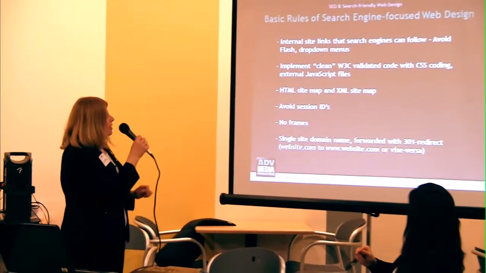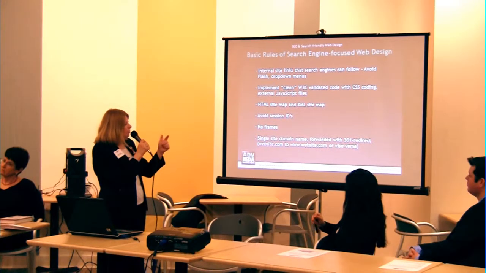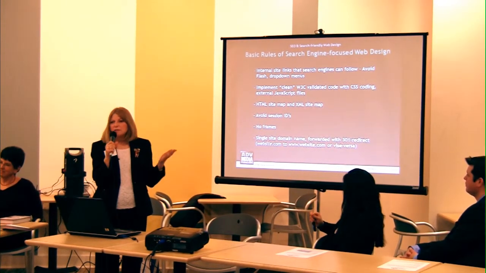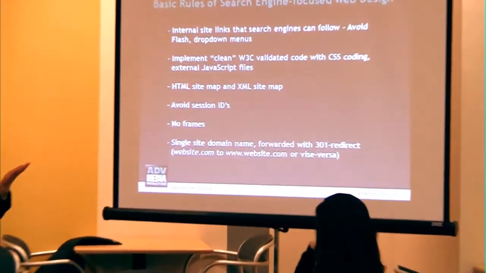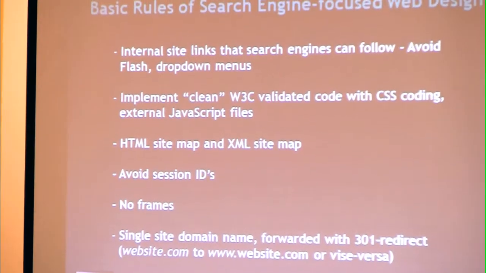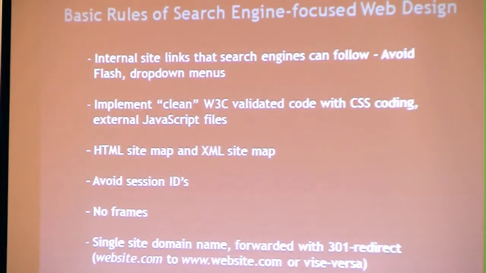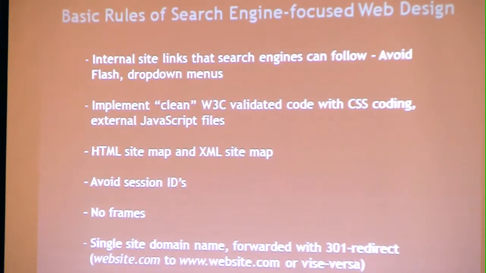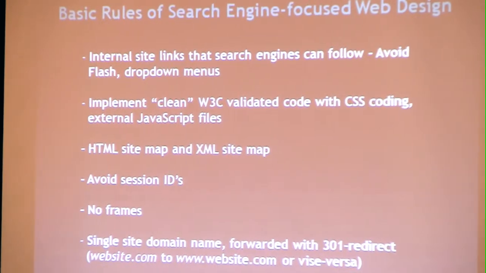And basic rules for search engine focus. Internal site links, links that link to each other within the website itself. Avoid flash and drop downs. Flash is a picture. Google only reads text, so if your website has flash, that doesn't mean an animation. You can use animation, but you've got to use it correctly. You have to know how to use it. Here's the implement clean, and I think W3C was what you were talking about? W3C validated code with CSS coding, external Java files, etc. So you have to really follow the code rules.